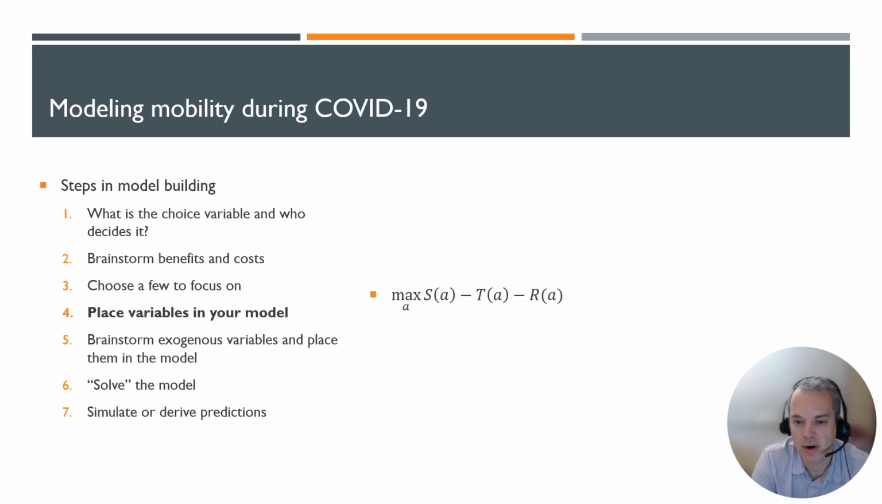And now we're going to write down our model, and we're going to write it down as a maximization problem. So we're going to maximize our objective by choosing an activity level. And our objective is going to be the benefit we get from socialization, S of A, minus the travel cost to socialize, T of A, minus the risk of illness or death, R of A. So we're sort of saying we can put all of these things on the same scale and then add and subtract them in order to construct an objective function that people are going to care about and that we can use to model and think about behavior. So getting this equation is really the key part of model building.